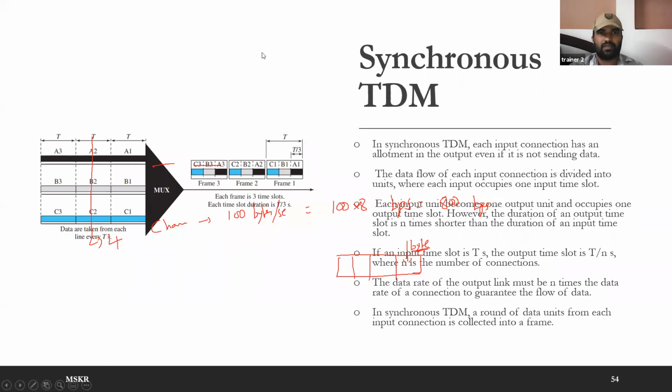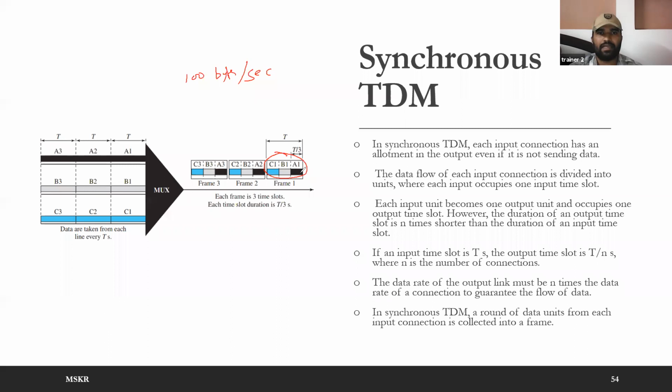Here they told you, 100 bytes per second and every slot contains 4 bytes. I mean 1 byte from each user. There are 4 people actually. There is one more person, D. So every frame contains A1, that is 1 byte, B1, that is 1 byte, C1, that is 1 byte, and D1, that is 1 byte.